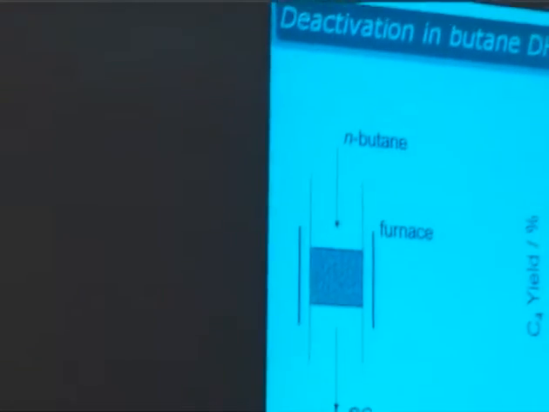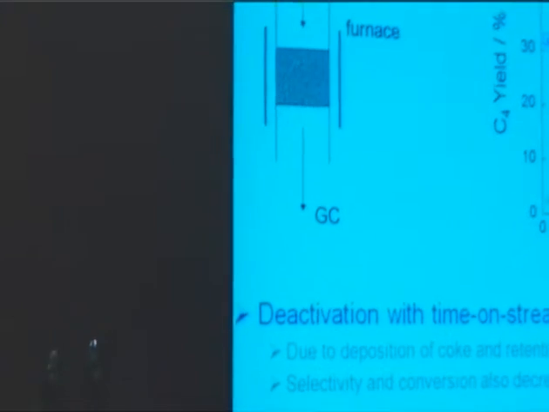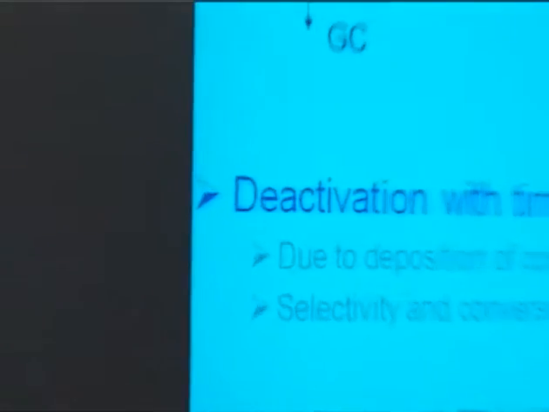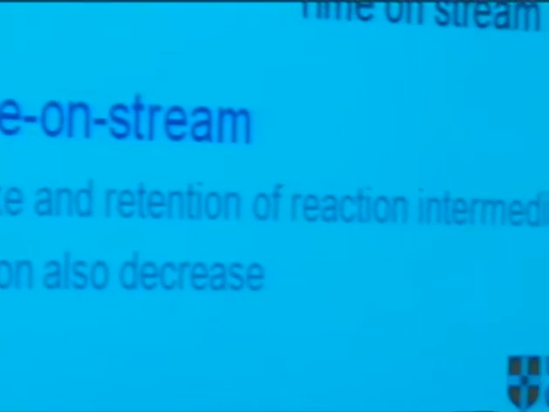This just shows our experimental setup, a fairly straightforward flow-through reactor, and just some results looking at the yield of our C4 hydrocarbons.